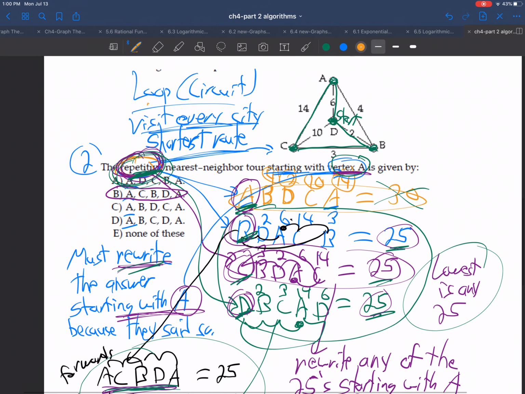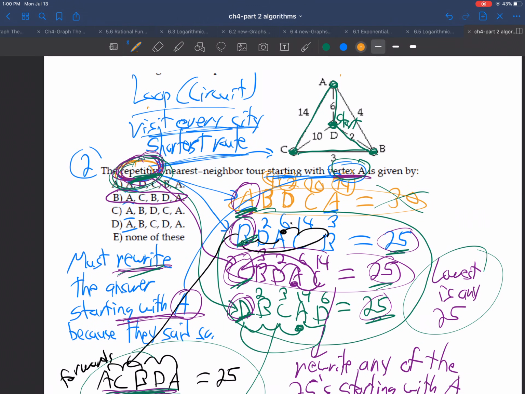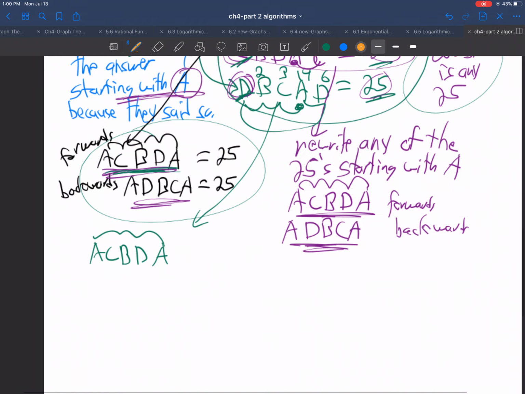Let's look back here. This is kind of a mess. See how every point has only 2 lines hitting it? That's what it means to be a loop. You have 1 line coming in and 1 line going out. A only has this and this hitting it, and C only has this and this, and B only has this and this, and D only has this and this. They only have two.